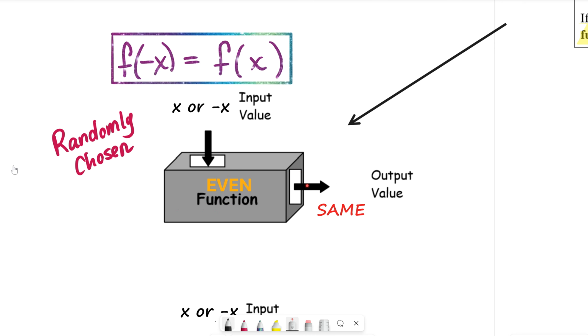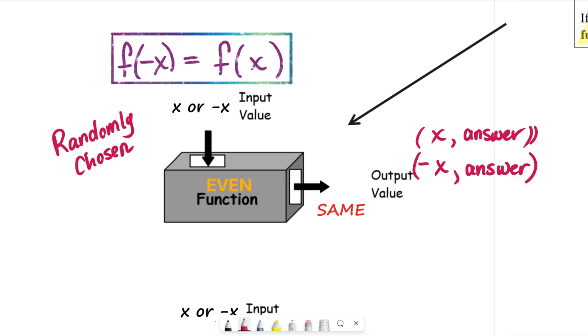So what you're telling me is that if you randomly choose an x and then you do all the work that needs to happen, you're going to get an answer spit out, okay? And if I substitute negative x into the function and I do all the work, I'm going to get another answer, okay? That's how coordinates come about, okay? X and Y, X and Y.